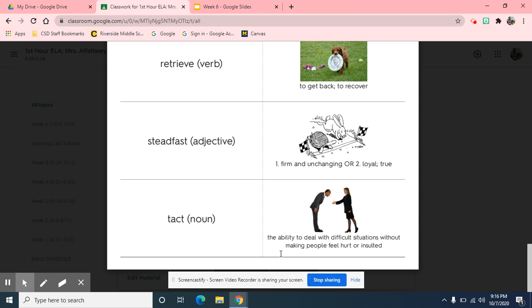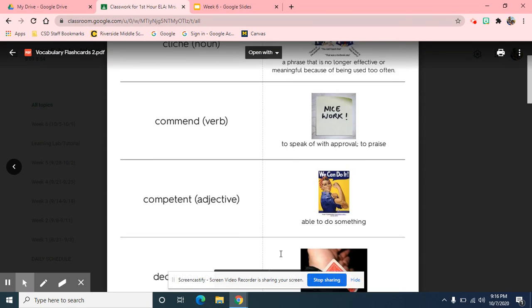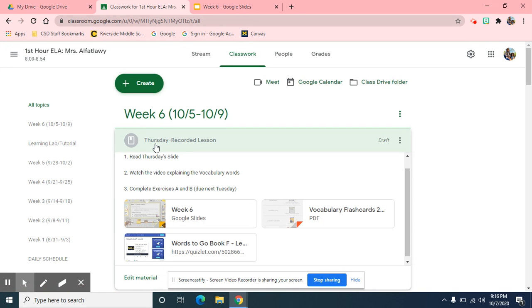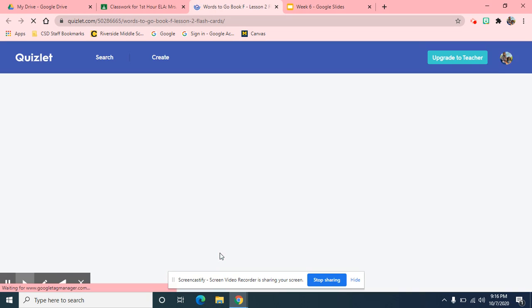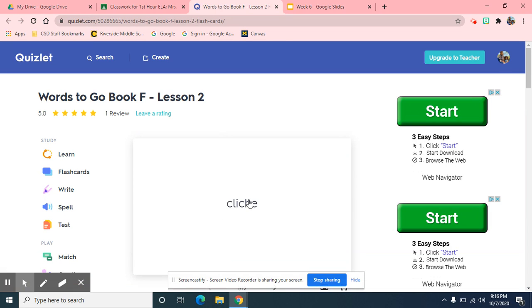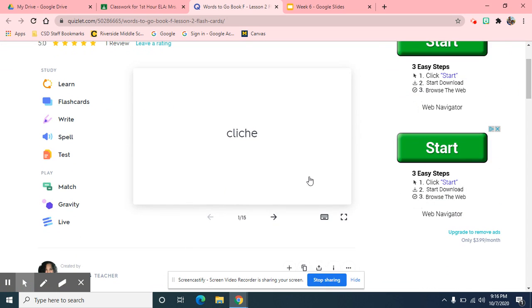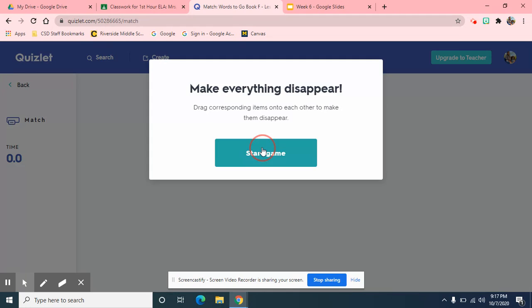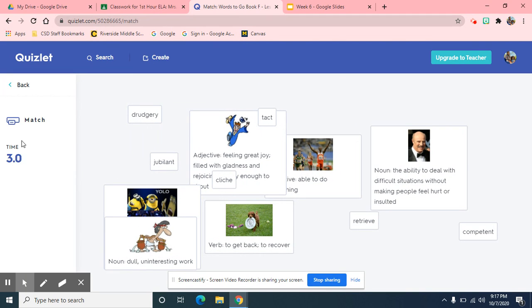All right, so these words are in the flashcards that I have posted right here under week 6 where it says Thursday recorded lesson, and they are right here. If you click on Quizlet.com, you can use the same flashcards right here, but this is more interactive. You can switch and you can see the definition. But the nice part about this Quizlet website, and I know I've taught you that last week, is that you can practice spelling, you can write the words, and most importantly, you can play games. So you can play the matching game and compete with a friend, and it counts the time for you.